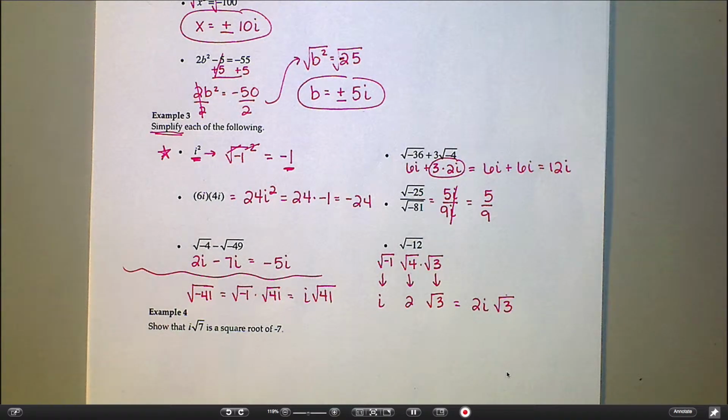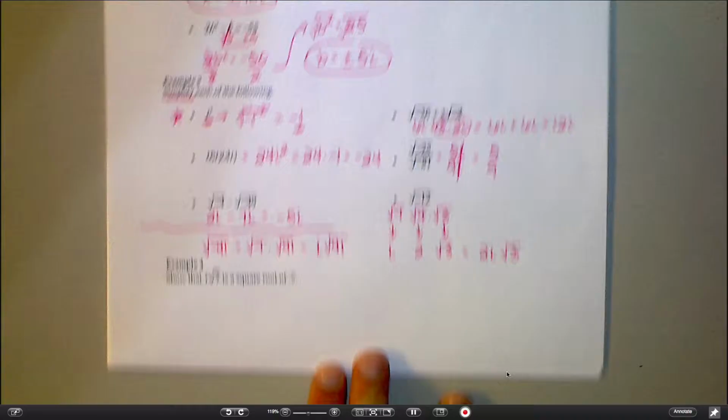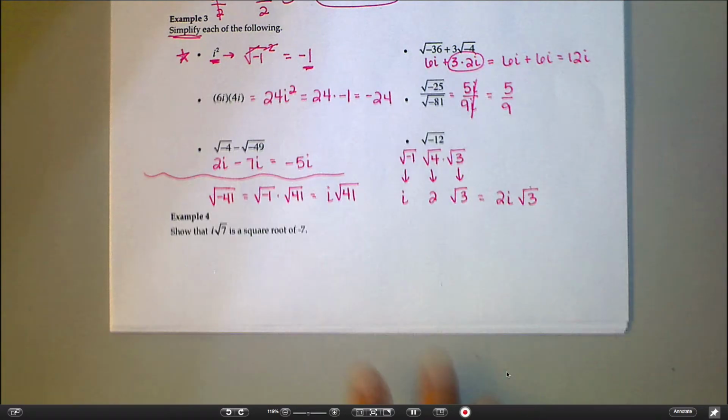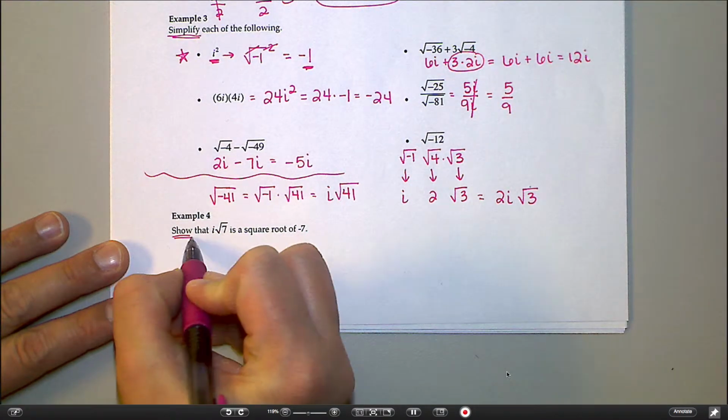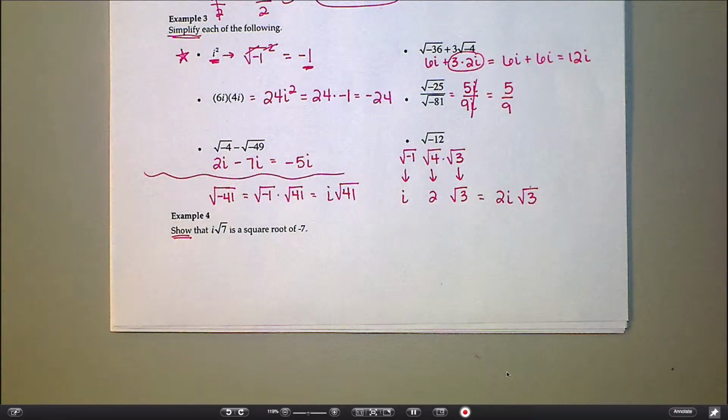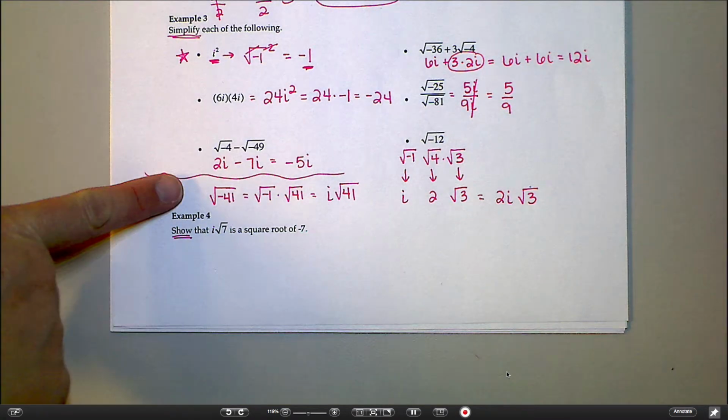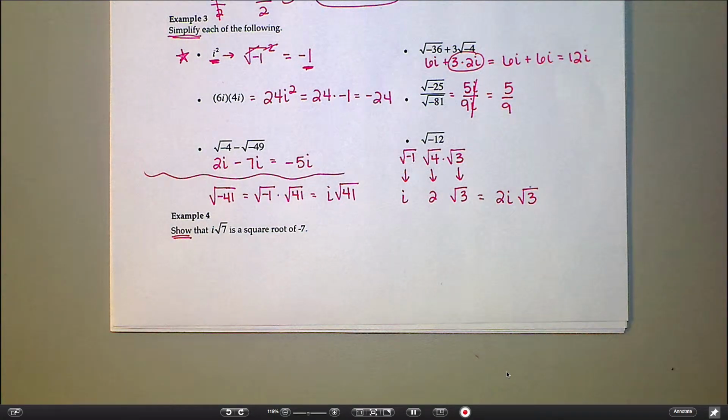Okay. Let's just hit example 4 real quick. Show that i square root of 7 is the square root of negative 7. I want you to pay attention to this word show, okay? Because what I get a lot of people doing is they just take the square root of negative 7 and they do what I did right here, and they say, oh, look, that's the answer.